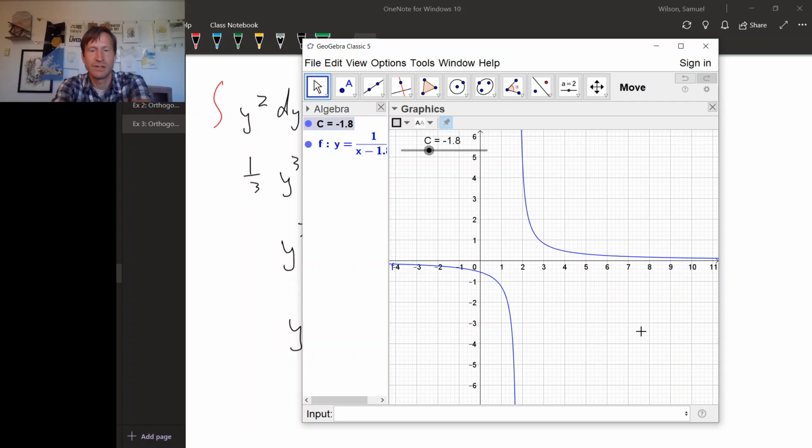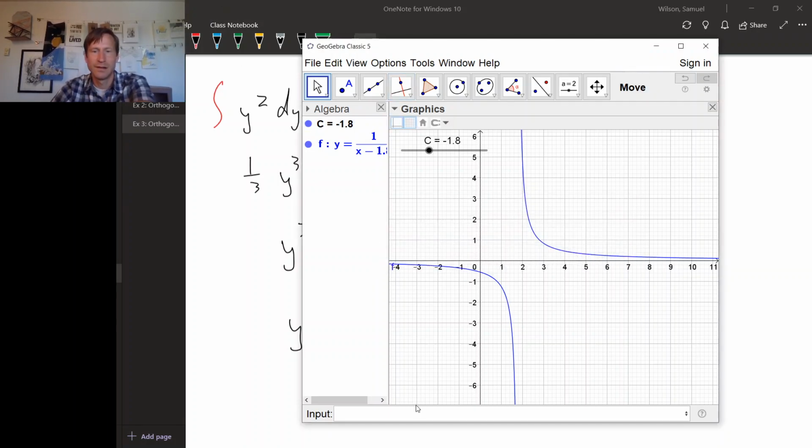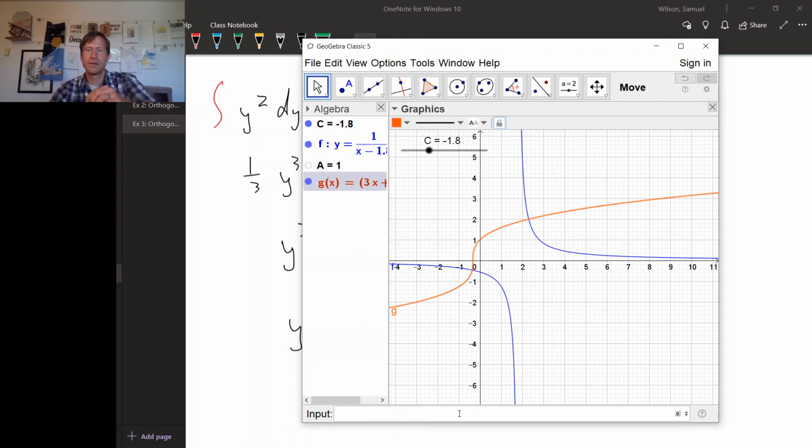So let's call it f of x, just so that I'm sure it graphs right. So f of x is going to be 3x plus, I need a constant a first. So a is 1. Can't call it f, call it g of x is 3x plus a to the 1/3 power, so that's going to give us our root.